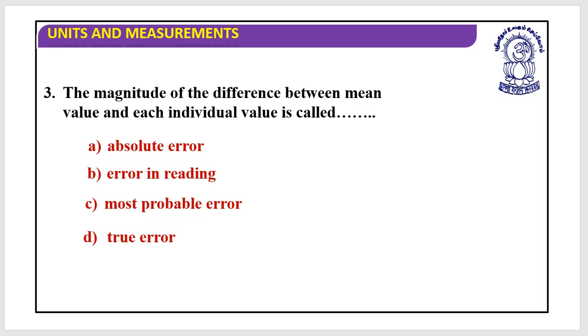Let's look at the next question. The magnitude of the difference between mean value and each individual. Remember this absolute error, that is equal to a bar minus a1 and so on. So this is an absolute error. Yes, comfortable with this? Okay.